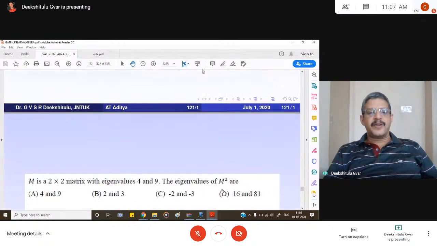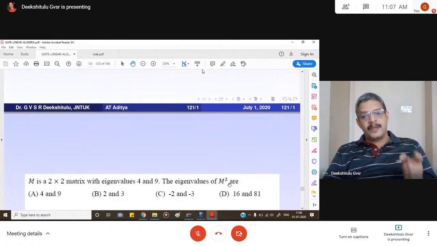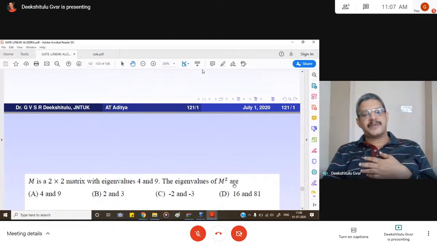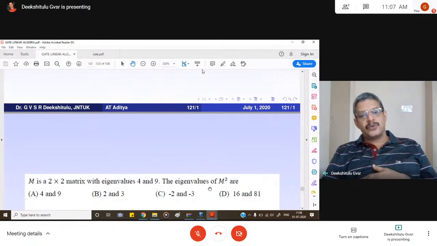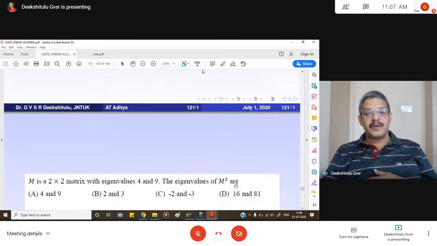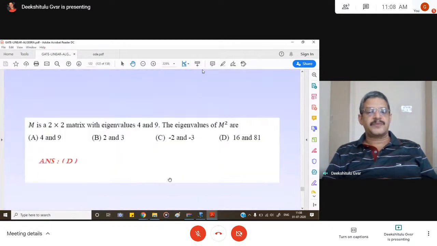M is a 2 by 2 matrix with eigenvalues 4 and 9. What are the eigenvalues of M square? If you don't read the properties, you cannot answer the question. So the eigenvalues of M square are lambda square. So 4 square and 9 square, 16 and 81, are the eigenvalues of M square.